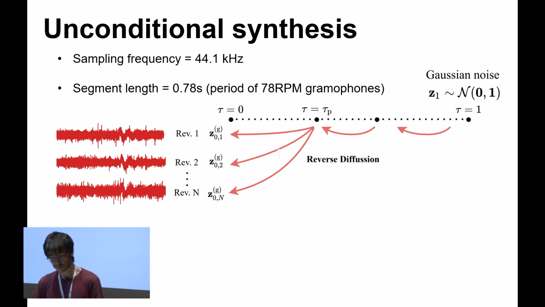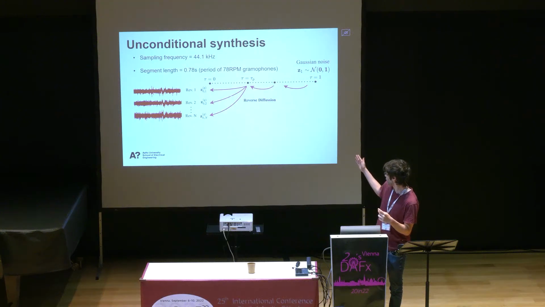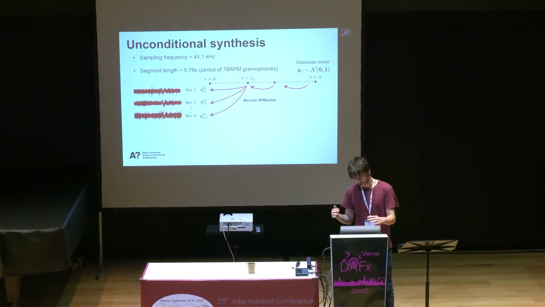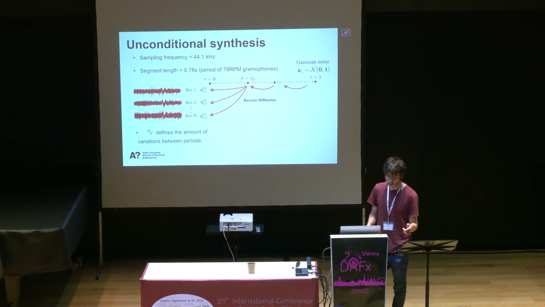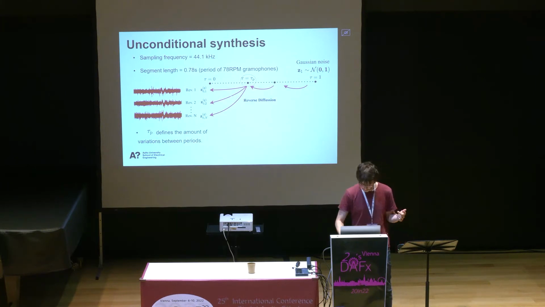Then we can just split this reverse diffusion process at a step we will call tau p, and then generate some noises that are kind of similar but also have some variations. This parameter tau p defines the amount of variations between the periods. The closer tau p is to 0, the more similar it will be.